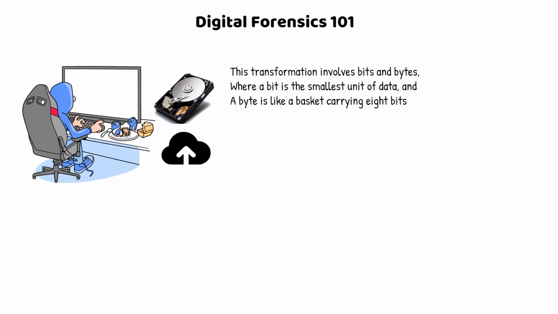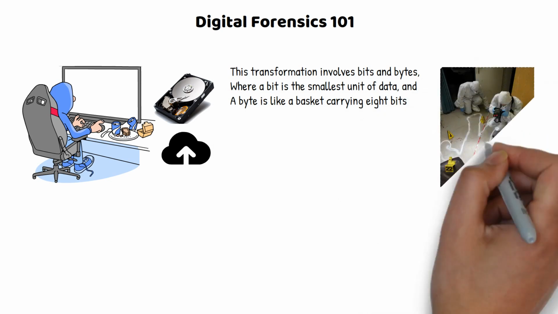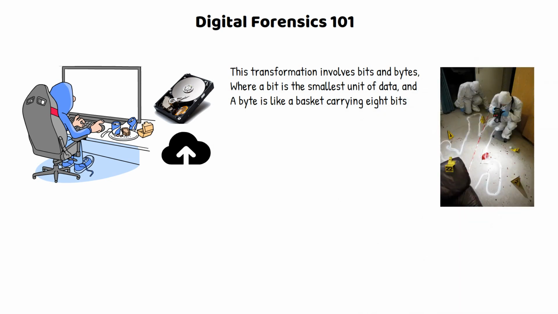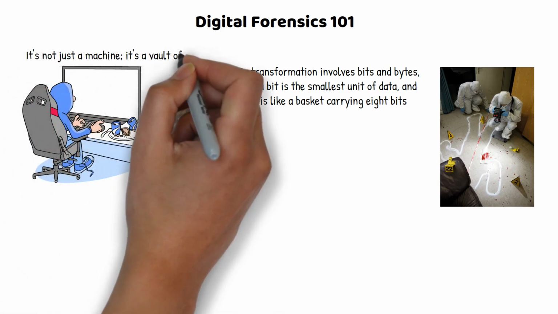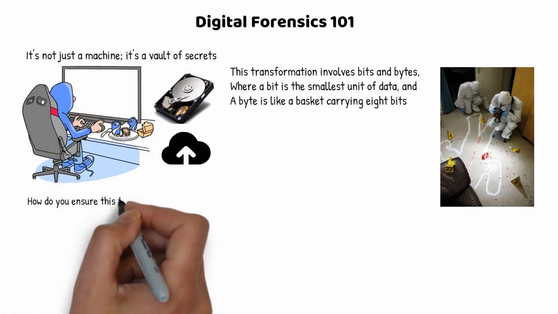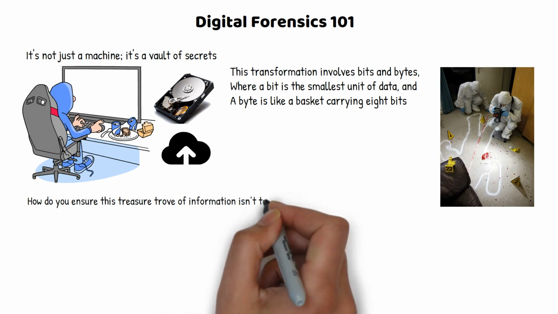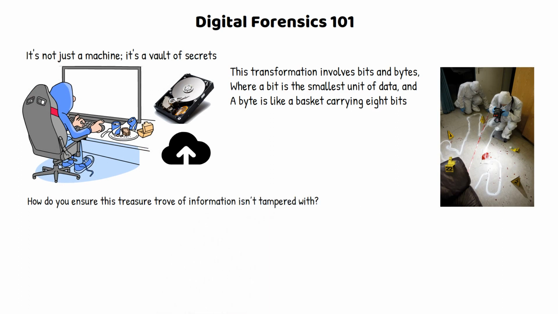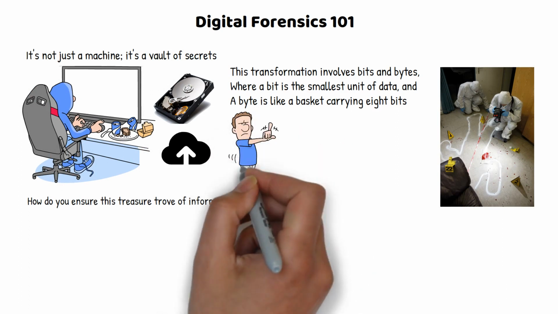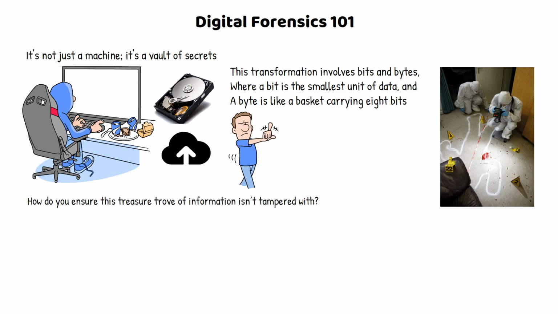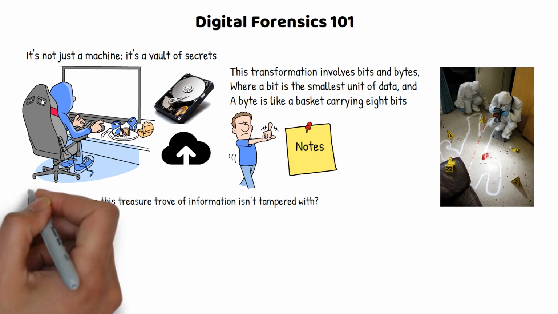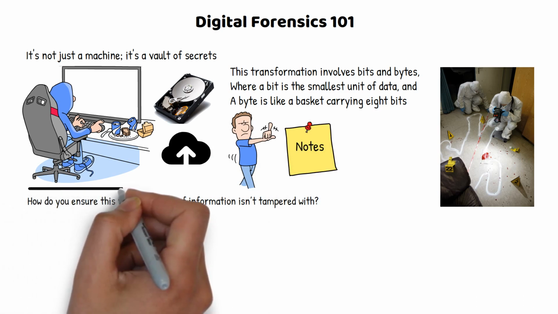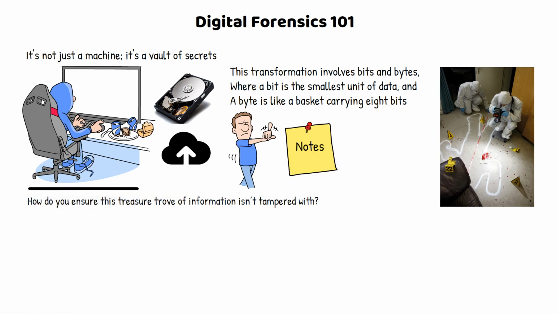Picture a crime scene. Something's off. There's a computer. It's not just a machine, it's a vault of secrets. How do you ensure this treasure trove of information isn't tampered with? First, don't touch anything. Turning a computer on or off can be like a hurricane through a crime scene. Document everything. Photographs, notes, the works. If you must move the computer, do so with utmost care, ensuring it remains in the same state. Imagine it's a sleeping baby dragon. You don't want to wake it up.